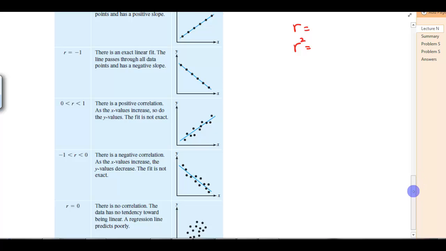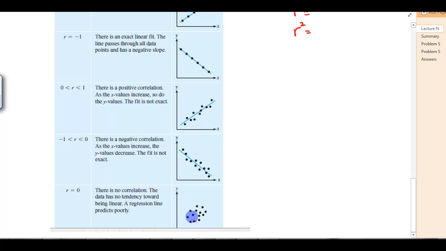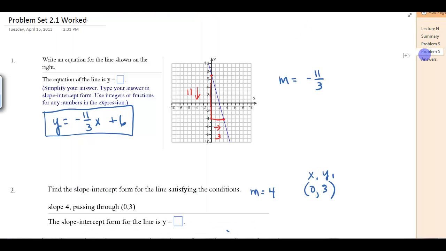And then if r happens to be 0, it means there is absolutely no correlation. There's no tendency toward being linear. All right, so we'll see that in one of our homework questions, so you'll have that to refer to. Let's look at the problems.